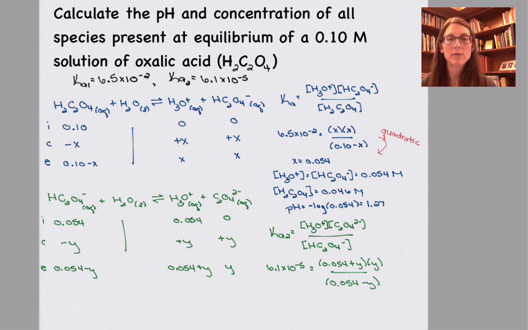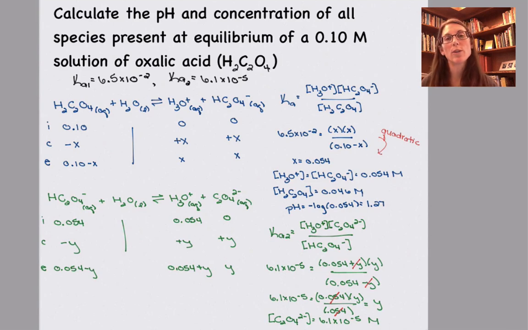When I go to plug my values in, I see that I have two different expressions, one where y is being added, one where y is being subtracted. But if you look at this value for Ka, 6.1 times 10 to the negative fifth, only a tiny amount is going to be dissociating. And so really, y is going to be negligible when added or subtracted from that 0.054. Since this means we've got 0.054 times y over 0.054, it turns out that y, that value for the concentration of the oxalate ion, is just the same as the second dissociation constant. And then all of our other concentrations are unchanged.